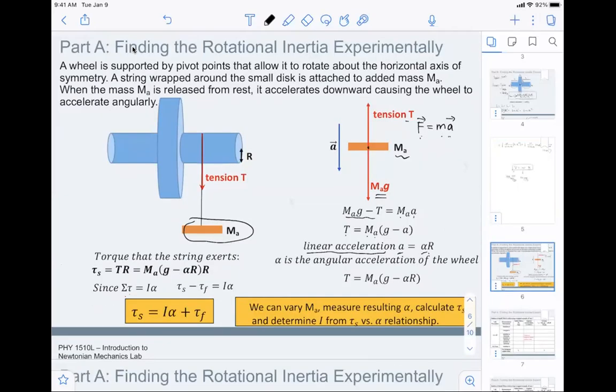So the linear acceleration a is related to the angular acceleration of the wheel by simply multiplying by the radius r. The reason we write this using angular acceleration is because what we measure with our photogate, what you read on your computer, is alpha, okay? So you're going to replace a with alpha r. So this part is still something we got from Newton's second law directly, right?